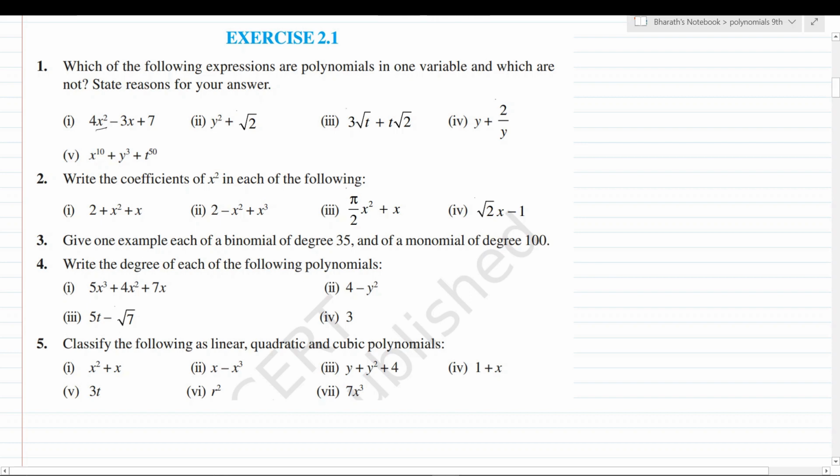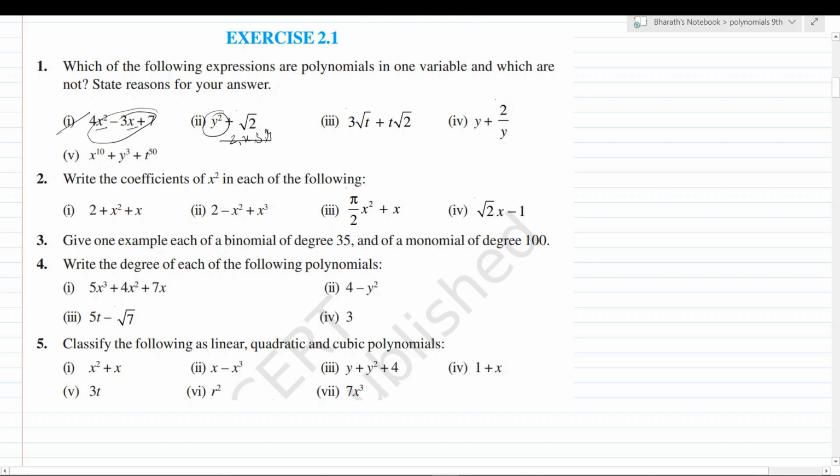So there's only x here in this first expression. So this is a polynomial in one variable. And here there's only y. There's no z, there's no x, there's no s, there's no r.